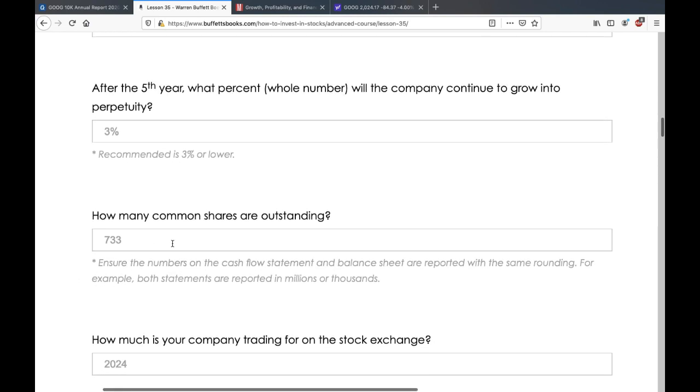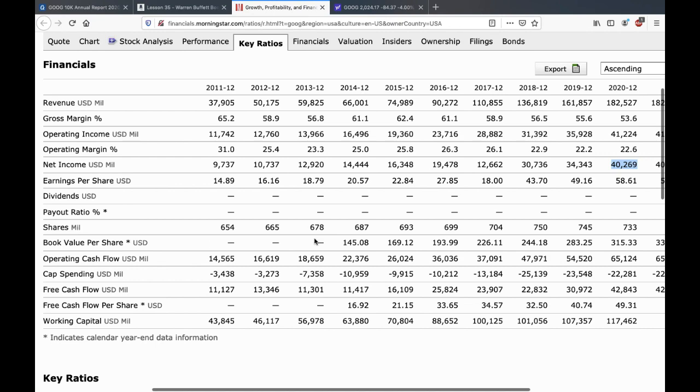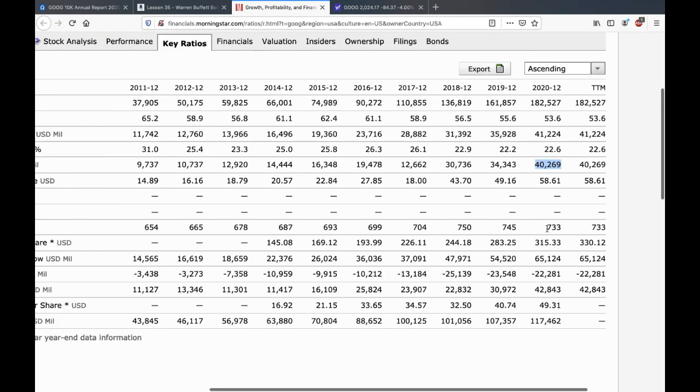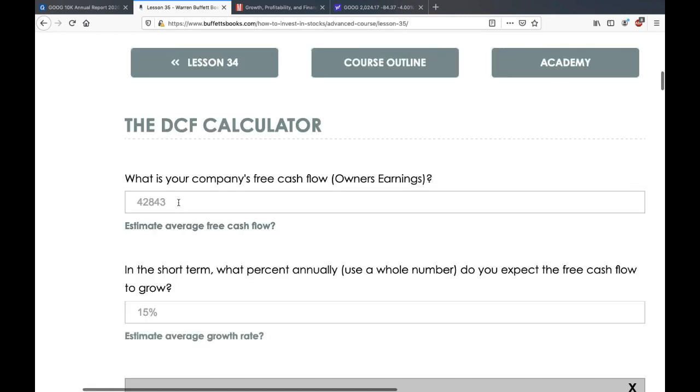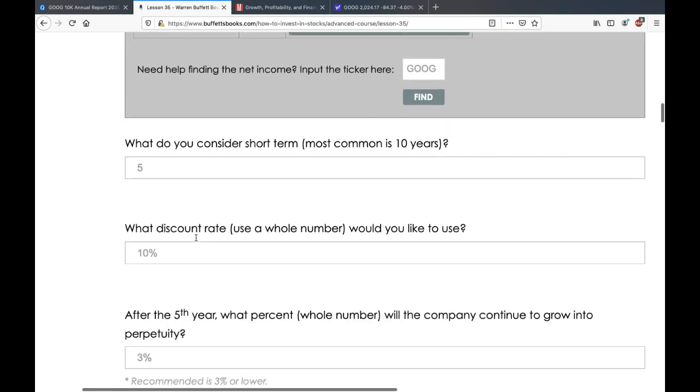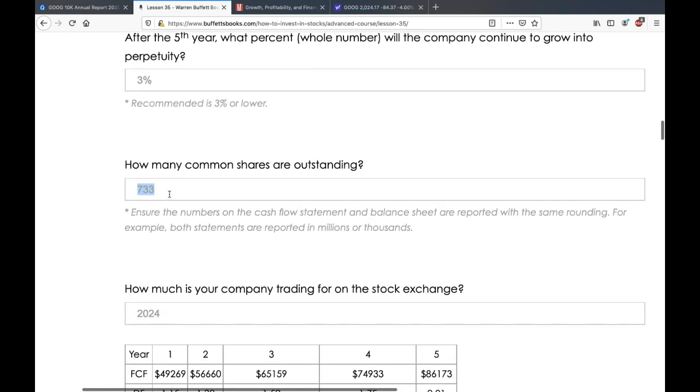Now moving ahead, how many common shares are outstanding? Here you see shares in millions for Google, and as of 2020, they had 733 million shares outstanding. And make sure that all these numbers are in the same unit, meaning if this is in millions, your free cash flow up here should also be in millions. So I have kept everything in millions, so it's fine for now. So we can leave it at 733 million.